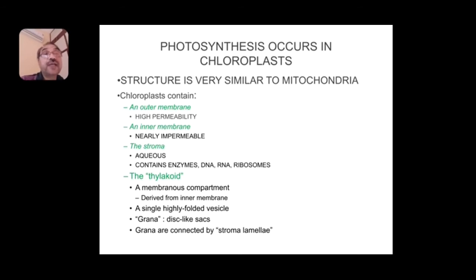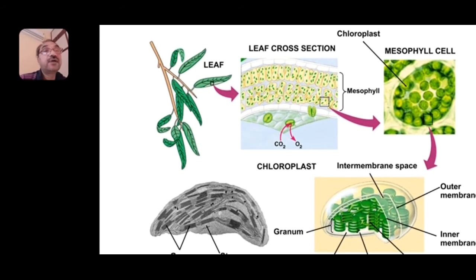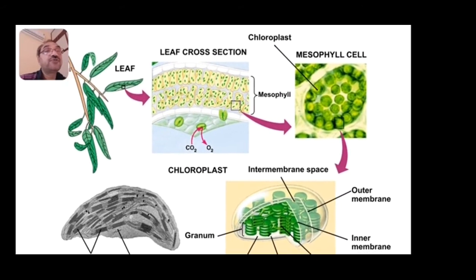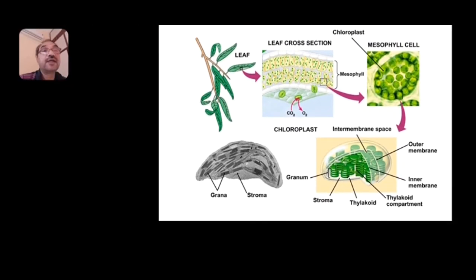And thylakoid, a lamellar system. Thylakoids are membranous compartments derived from the inner membrane, a single highly folded vesicle. Grana are disc-like sacs, connected by stroma lamellae. The location and structure of chloroplast: you can see this is the plant leaf. It is a cross section showing mesophyll cells, chloroplasts, and finally these are the granum.